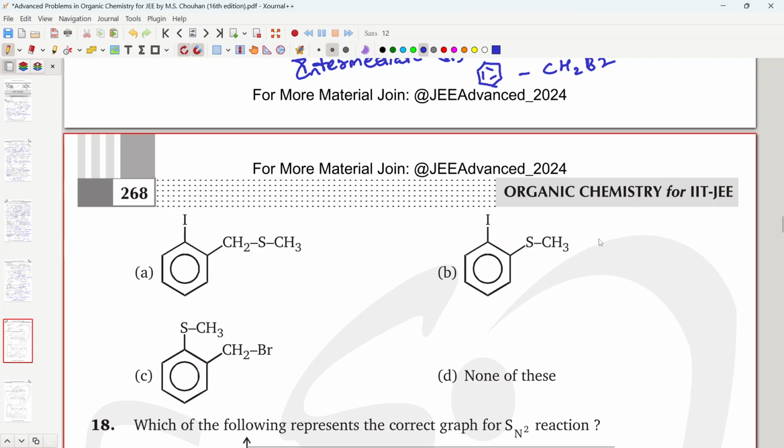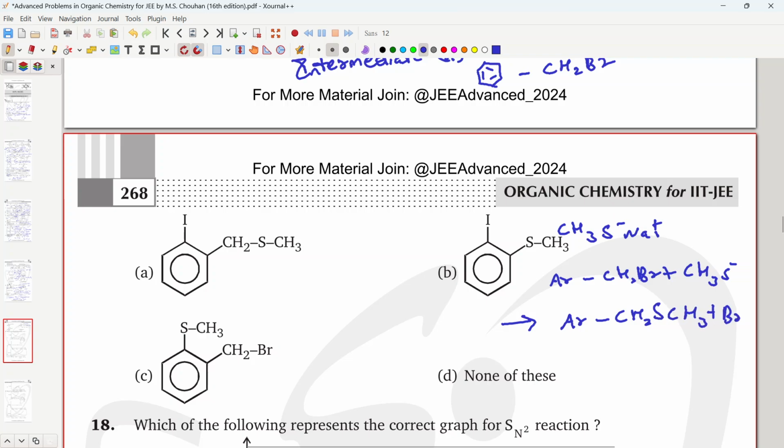Step 2 would be reaction with the CH3SNa. CH3S minus Na plus is a strong nucleophile. The benzylic carbon undergoes SN2 very easily. So here ArCH2Br plus CH3S minus gives ArCH2SCH3 plus Br minus. The aryl iodine does not react because aryl halides do not undergo SN2. So option A.